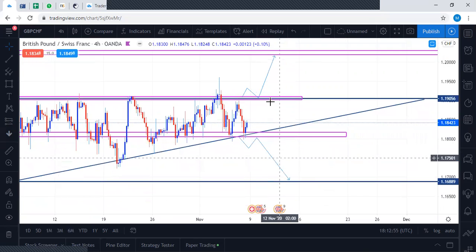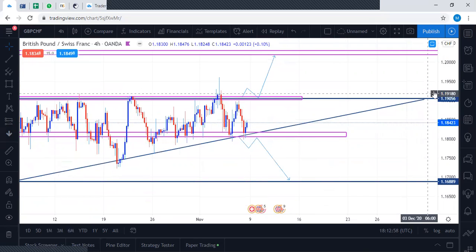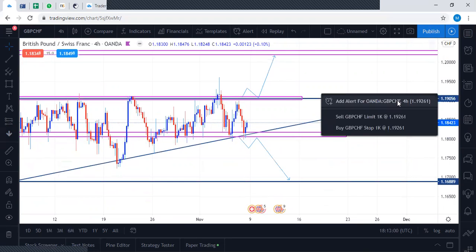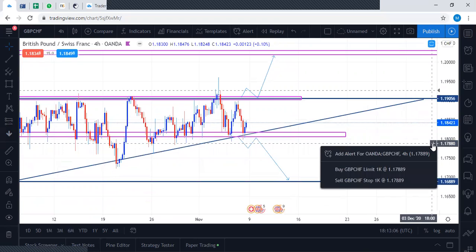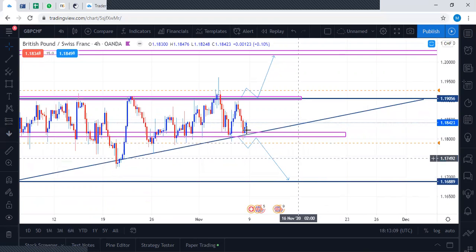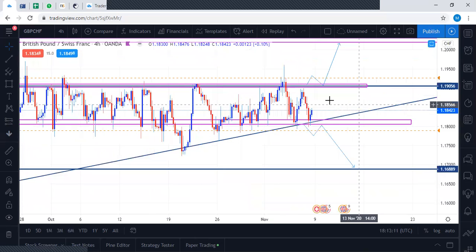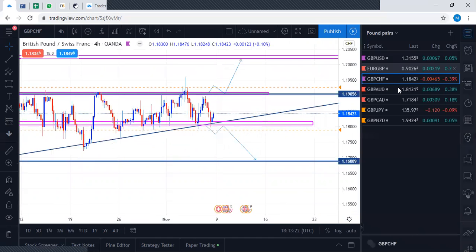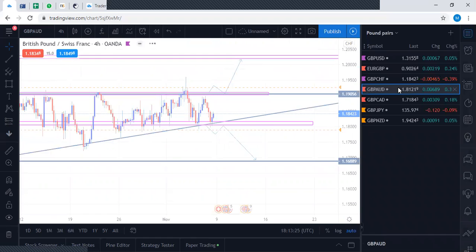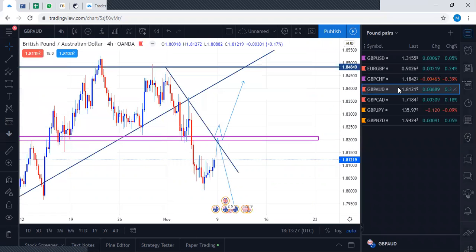If it goes above this area, I'll be looking to go long. If it comes below this price, I'll be looking to go short on this one. So I'm just looking. You can mark up your chart and do your thing. But for me, the pound pattern is what I'm currently looking at. Pound CHF. Now let's go to Pound AUD.